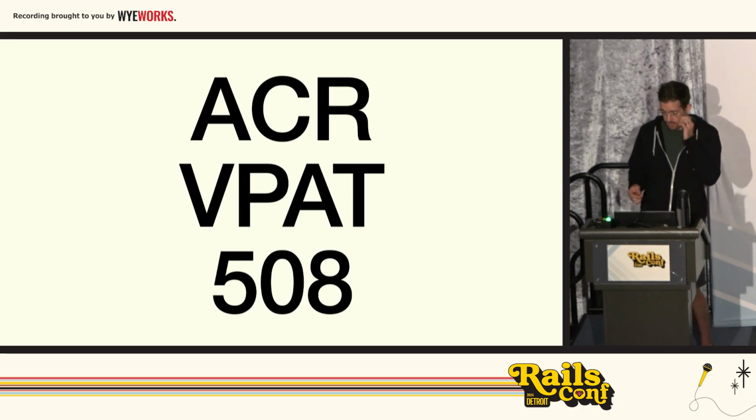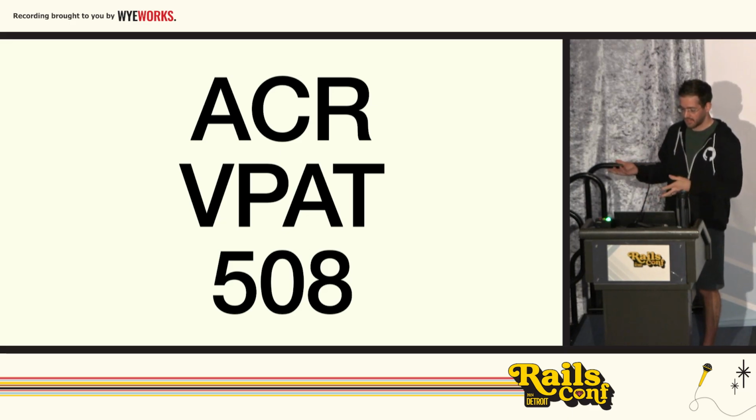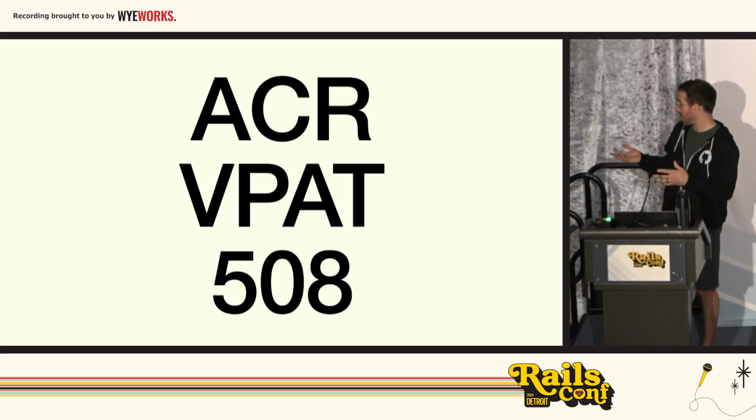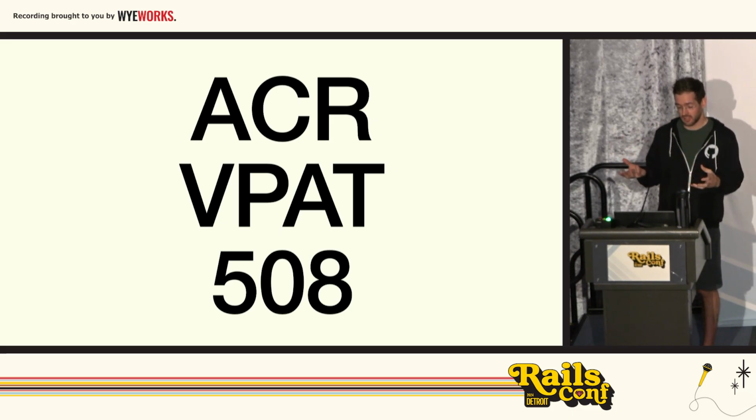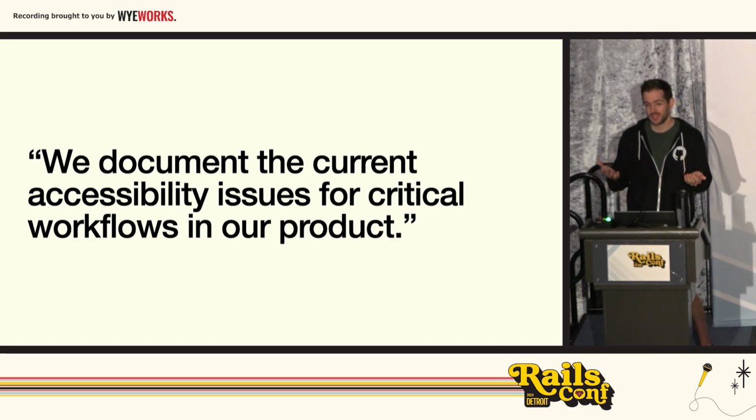And on the product side, we use this pile of acronyms. Basically what we do is we produce what are called ACRs, which are Accessibility Conformance Reports, which use a VPAT, which is a specific template that's an industry standard. And that is used to report on our compliance with Section 508. And really what that means is that we start by looking at our product once we know how to use screen readers and basically just documenting the problems we found.